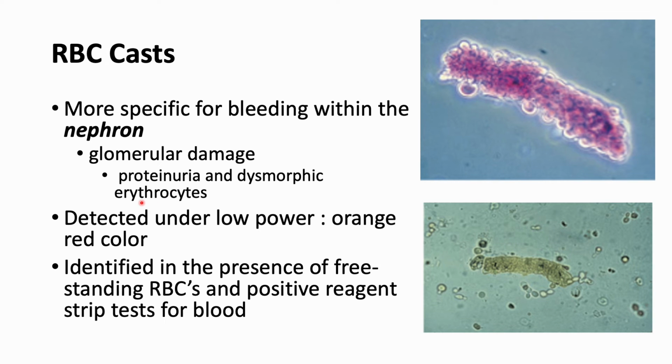Now, RBC casts are detected under low power with an orange-red color. It's highly improbable that RBC casts will be present in the absence of freestanding red cells and a positive reagent strip for blood. So here we see a Sternheimer-Malbin stained RBC cast under phase microscopy and an RBC cast containing hemoglobin pigment, and a comparison of the red cells and yeast cells can also be made here.